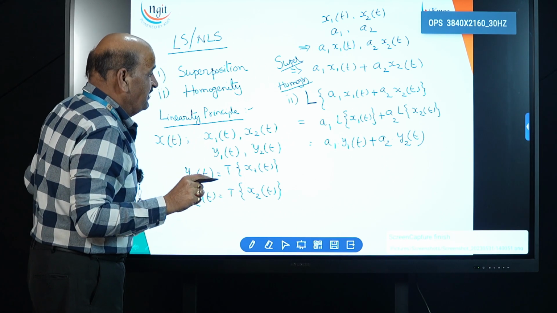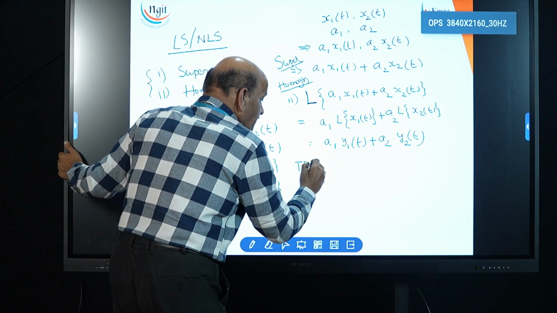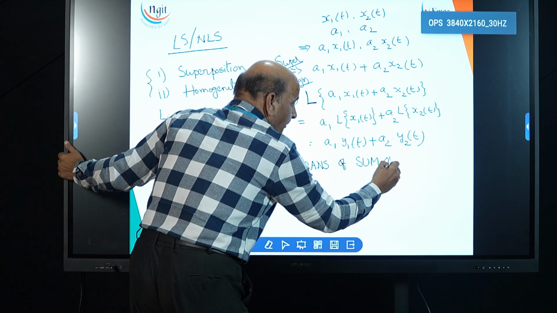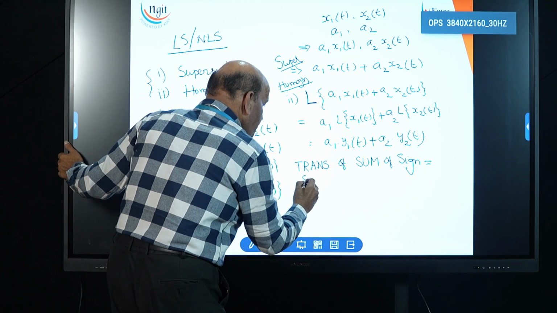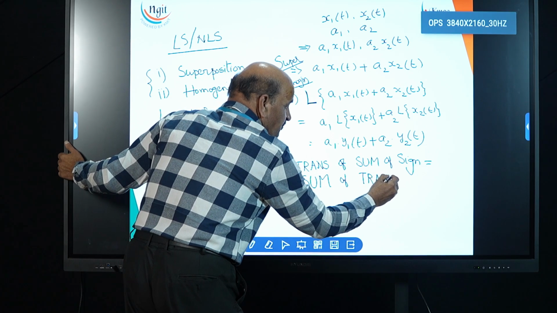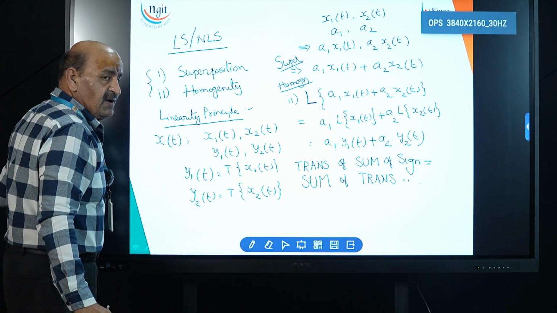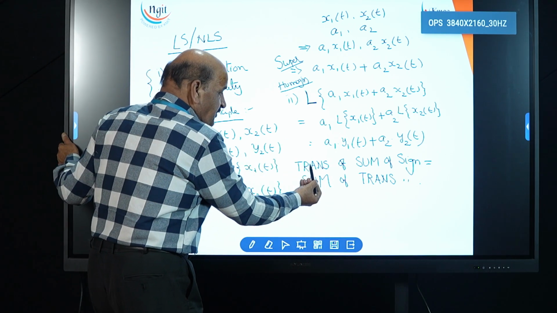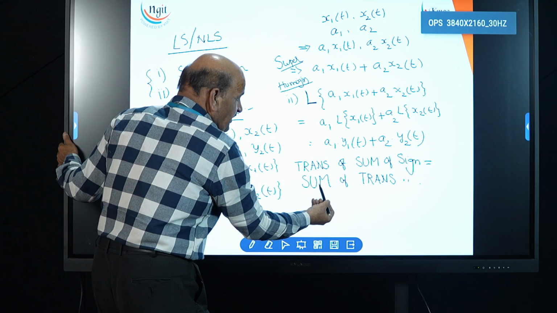Again, in a single capsule, how to remember the linearity principle? That means, transformation of sum of signals should be equal to sum of transformation of signals. This principle is very easy to remember. Every student has to remember this principle. Just look at here, two words we are using, transformation and sum. These two are swapped here. Transformation of sum equals sum of transformations.